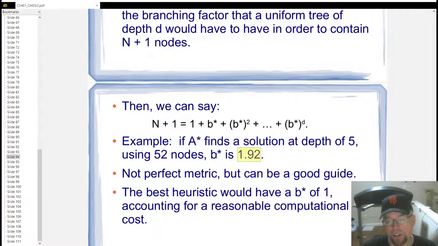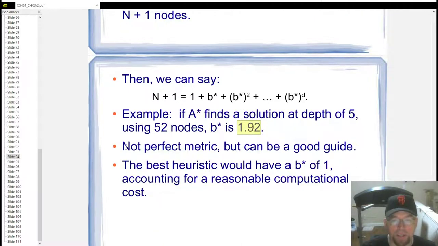Okay, on average, for each node, you're going to end up having to generate 1.92 nodes. Right. So it's not perfect. It's an estimate, but it's a guide. And the reason that we're kind of talking about this is that it's going to set up a comparison here that we're going to see in just a second.